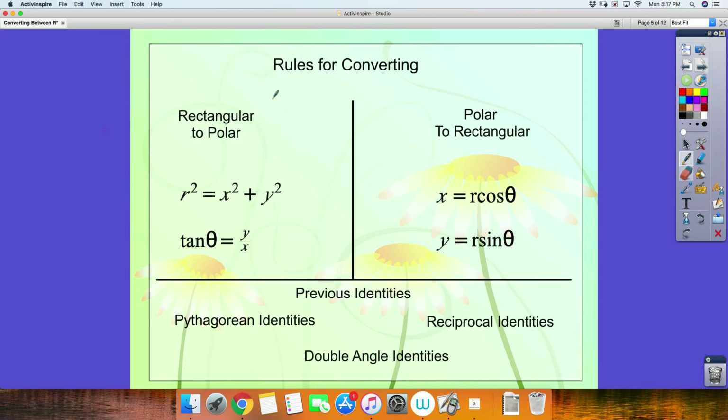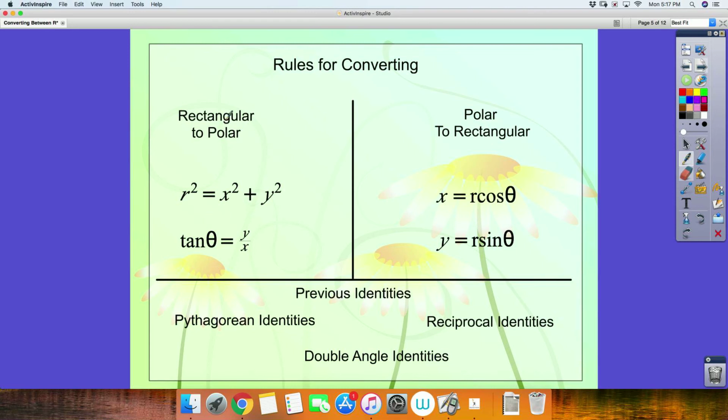But let's get into the more challenging stuff. We want to be able to convert from rectangular to polar, or from polar coordinates to rectangular. So luckily, there's a couple of rules that we can use that will help make life easier.